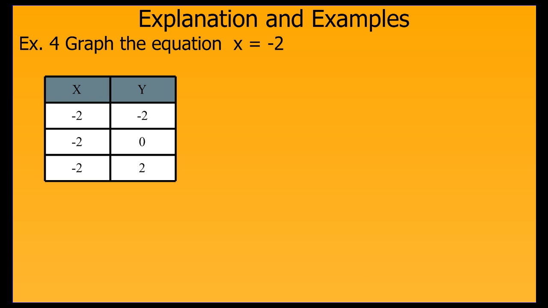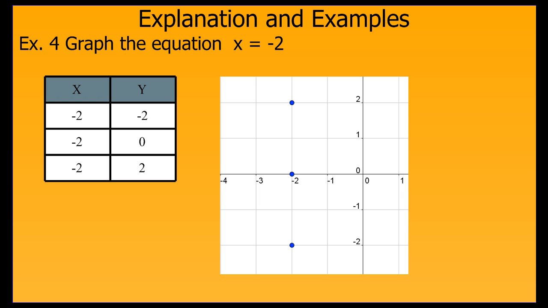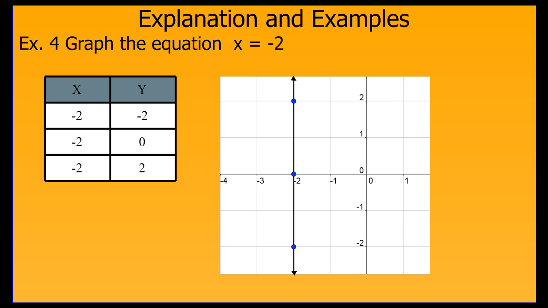When we plot the points, we notice that they lie on a straight vertical line this time. We connect the points and add arrows to each end. Any equation of the form x equal to a constant with no y will be a vertical line through that constant, in this case, negative 2. Again, in the future, if we remember this fact, we can skip making the table of values and simply graph the vertical line through the constant.